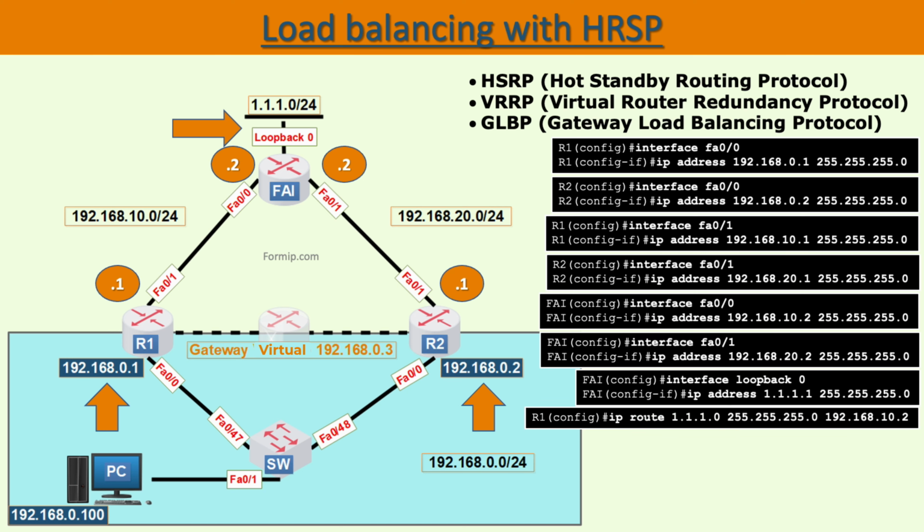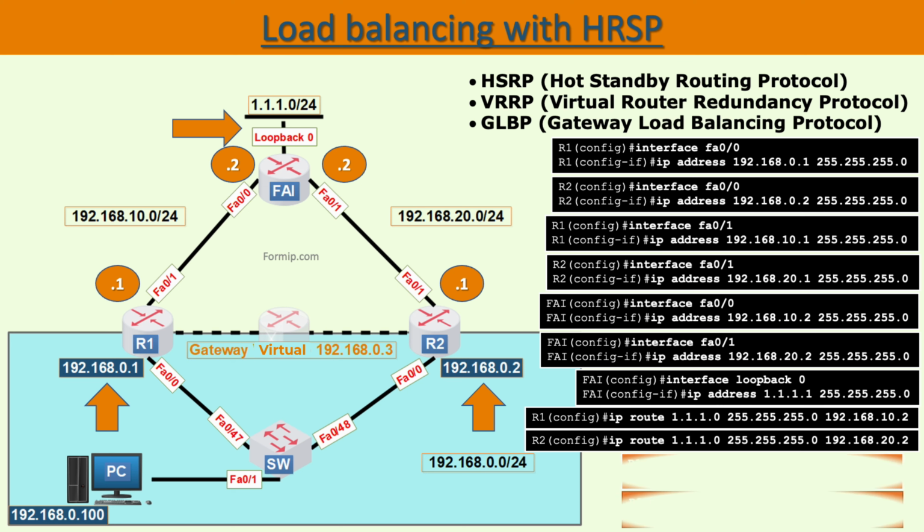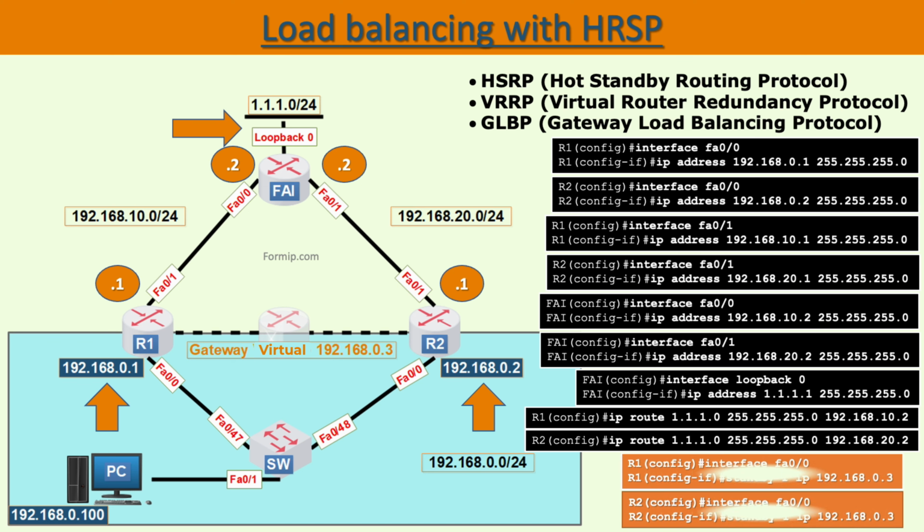192.168.10.2, i.e., the FastEthernet 0/0 interface. And we do the same for router 2. Now we can start configuring our HSRP. To do this, you just have to connect to the interfaces of the router that carries the gateways and do a standby IP plus the IP of the virtual gateway. In the example, we chose 192.168.0.3. The small 1 after the word standby corresponds to the HSRP group, and that's all there is to it.